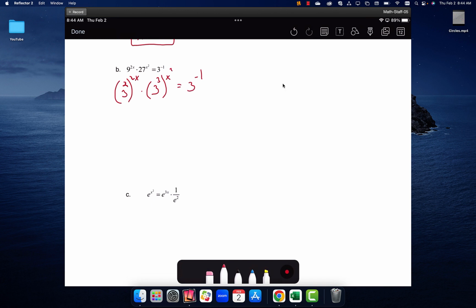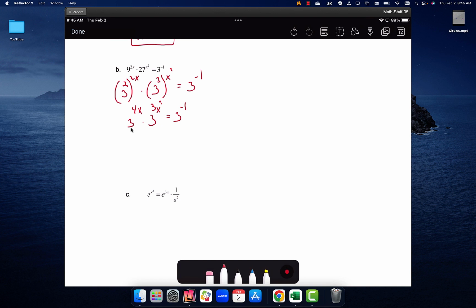Now we need to go through and simplify using our exponent rules. The first thing we can do is take care of this. This is a power raised to a power. So when we have a power raised to a power, we multiply. This becomes 3 raised to the 4x times, again, we have power to a power, so we can multiply those two exponents. We get 3 to the 3x squared, and that's equal to 3 to the negative 1.